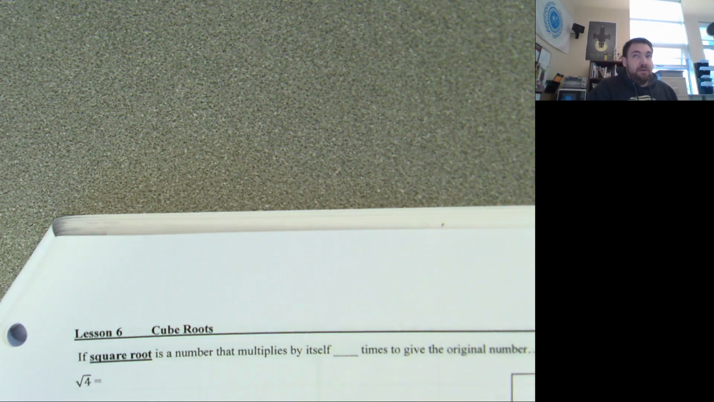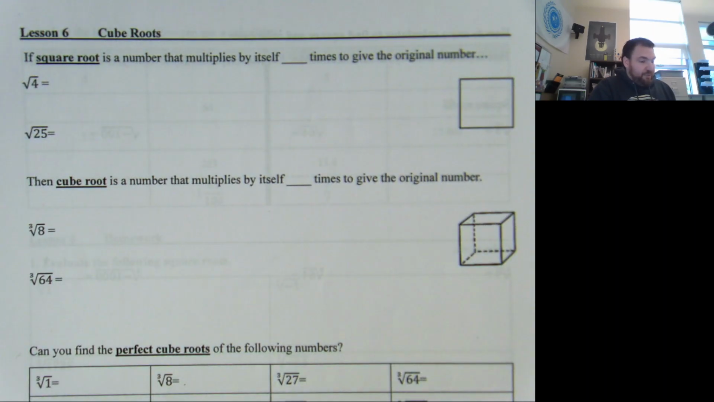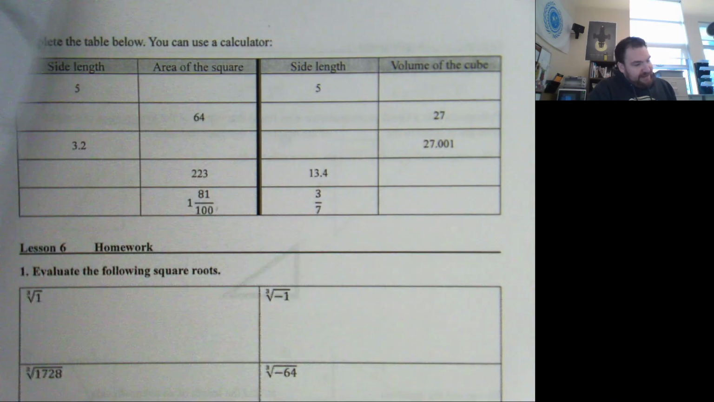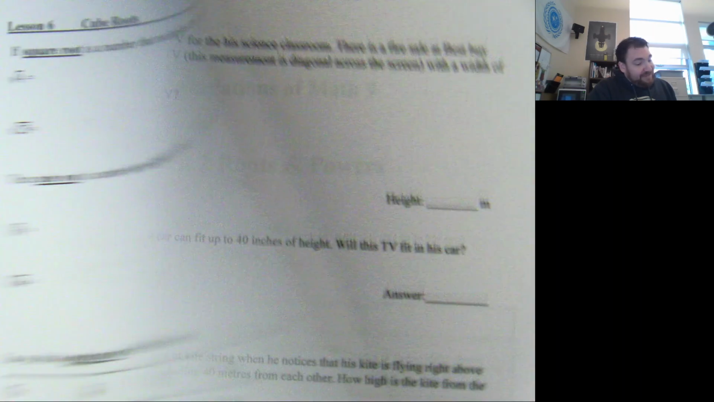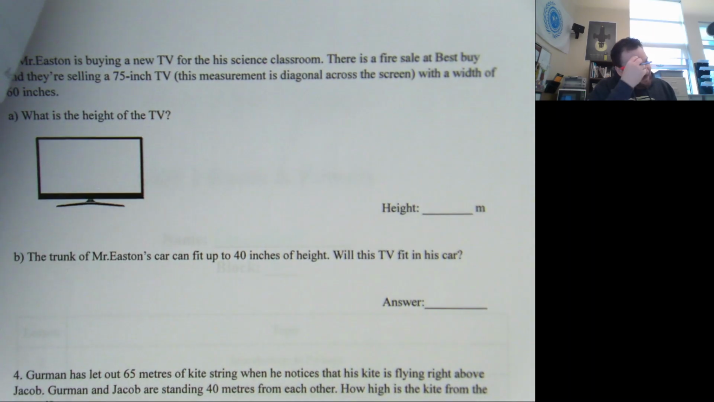So, flip the page. Let's do the root stuff. Last bit of root stuff. Yeah, last bit of root stuff. And then we've got one more lesson after.